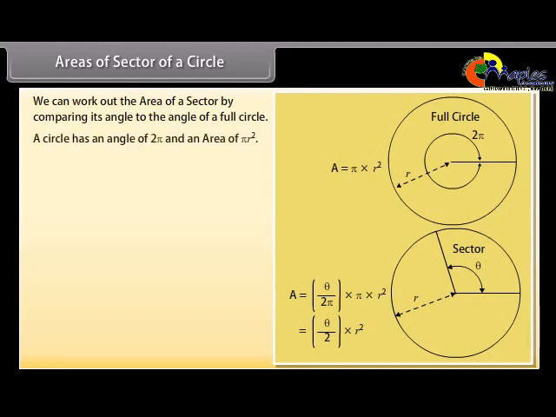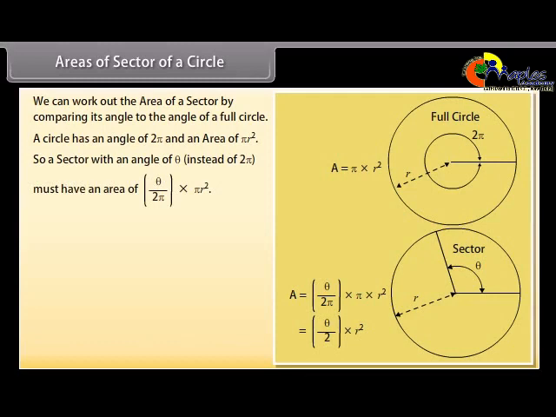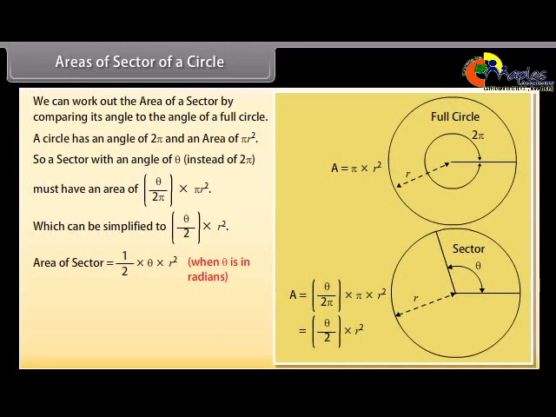A circle has an angle of 2 pi and an area of pi r square. So, a sector with an angle of theta instead of 2 pi must have an area of theta upon 2 pi whole into pi r square, which can be simplified to theta upon 2 into r square. Area of sector is equal to 1 upon 2 into theta into r square when theta is in radians. Area of sector is equal to 1 upon 2 into theta into pi upon 180 into r square when theta is in degrees.